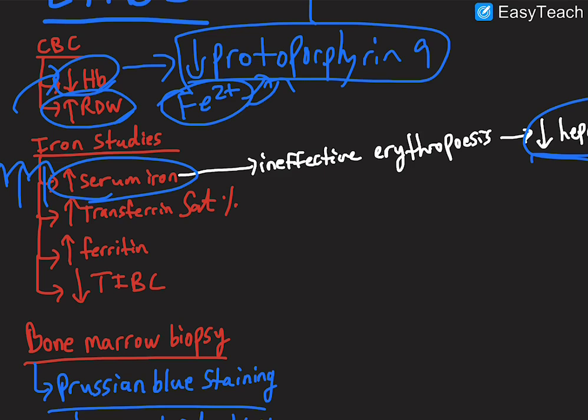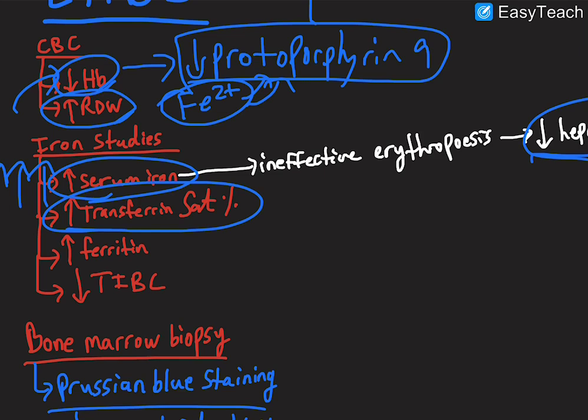So hopefully that makes sense, right? Now, the transferrin saturation percentage would be elevated. Why? Because there's high serum iron, so a lot of iron is binding to transferrin. Therefore, you increase your transferrin saturation, which is the amount of iron that is bound to transferrin. So that makes sense as to why transferrin saturation would be elevated.